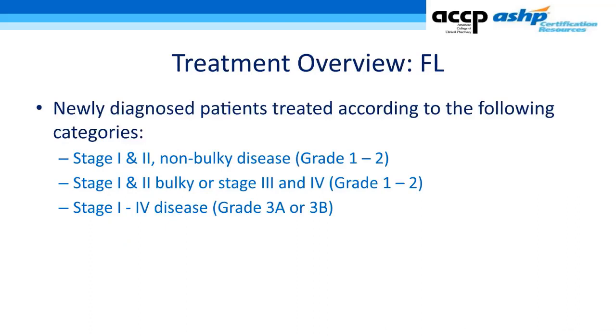For patients who do require therapy, we try to stratify them into one of 3 categories. So the first would be stage 1 and 2, non-bulky disease, and grade 1 or 2 under the microscope. The second would be stage 1 and 2, bulky disease, or stage 3 and 4, with grade 1 or 2 under the microscope. And finally, stage 1 through 4 with a grade 3A or 3B under the microscope. So we'll review each of these individually.